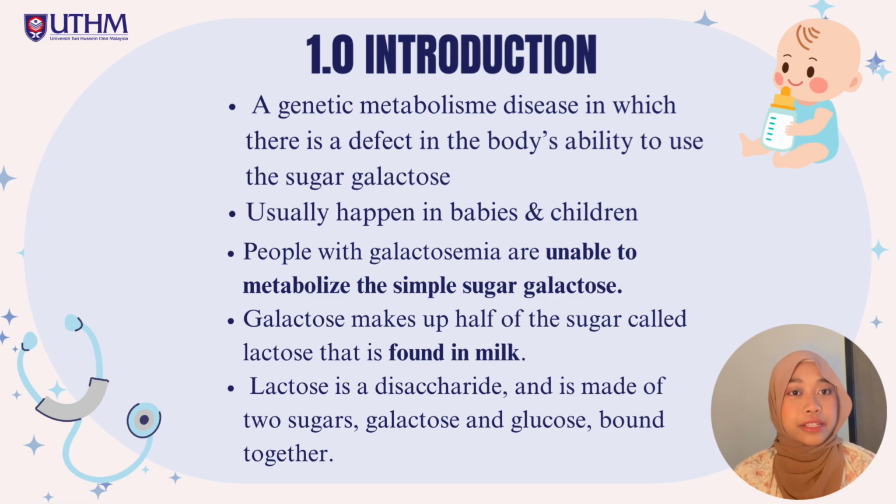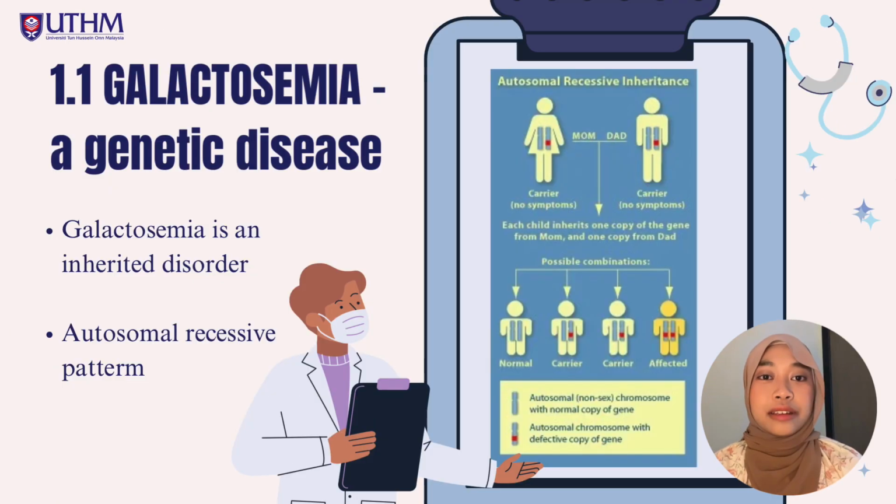Galactosemia is a rare genetic disorder where the body cannot process a simple sugar called galactose. Galactose is one of two sugars found in lactose, the sugar present in milk or dairy products. When someone with galactosemia consumes milk, galactose builds up in the body and becomes toxic. This disorder most commonly appears in babies and children, especially after breastfeeding or consuming formula.